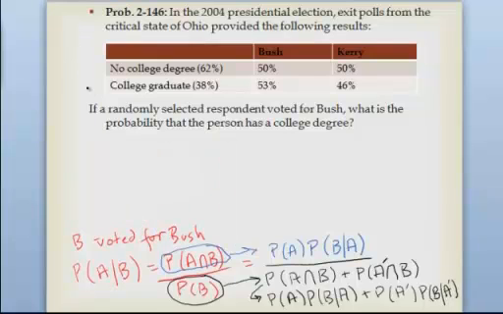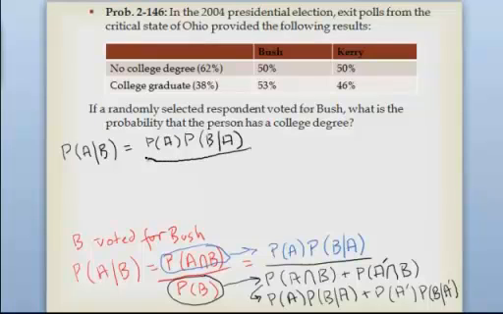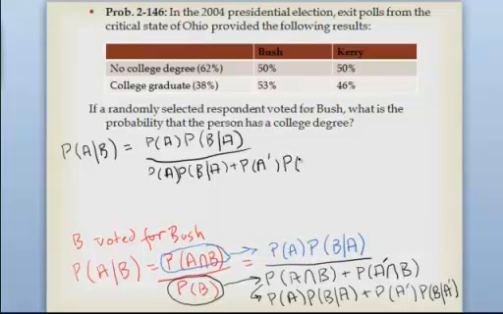And now we'll go back and rewrite all of this so you can clearly see the answer. So we've got probability of A given B, and that's probability of A times probability of B given A, over probability of A times probability of B given A, plus probability of A naught times probability of B given A naught. Okay, so now let's put in actual numbers.